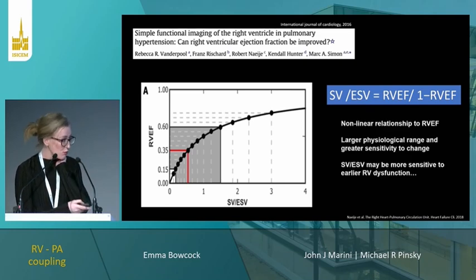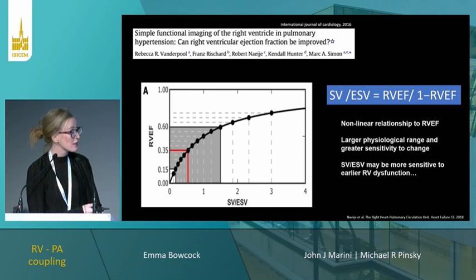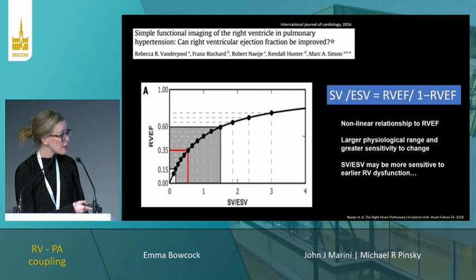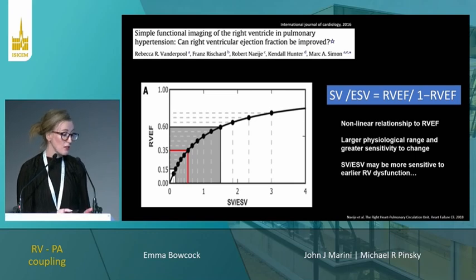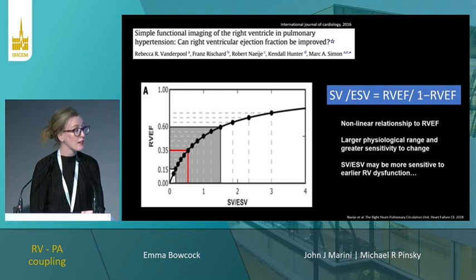And the red lines here, and this is in a paper by Rebecca Vanderpool's group, the red lines signify lines of prognostic importance, so ejection fraction of 35% and coupling metrics of less than 0.5. And you can see this nonlinear relationship in this larger physiological range of the coupling metrics. And so the question then is, could these coupling metrics be more sensitive to detecting earlier RV dysfunction?